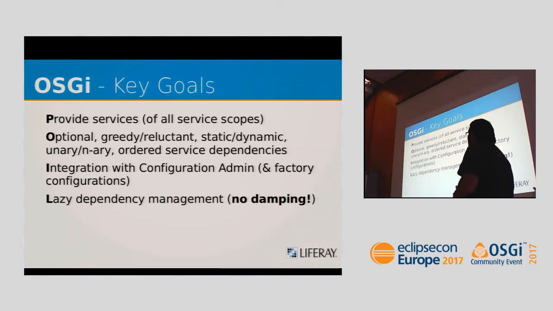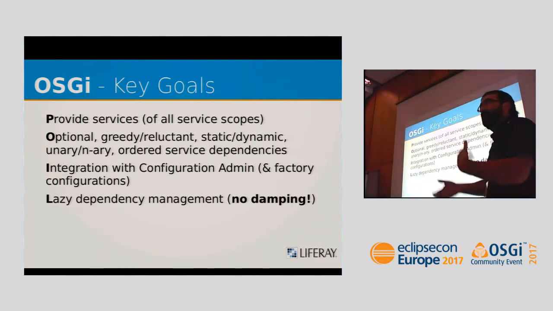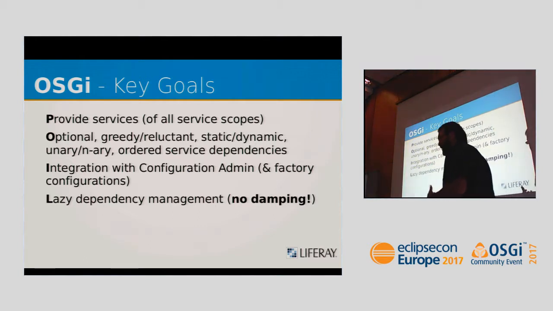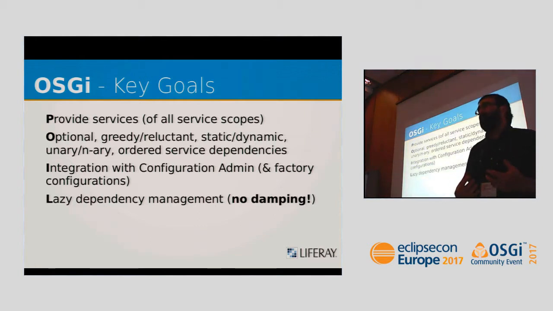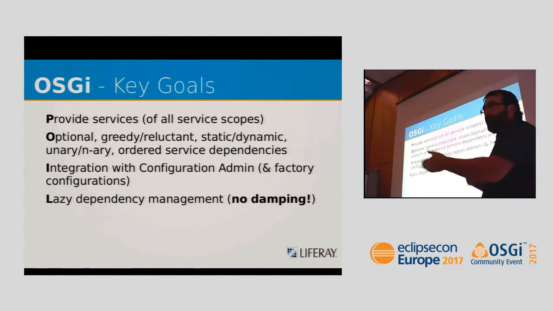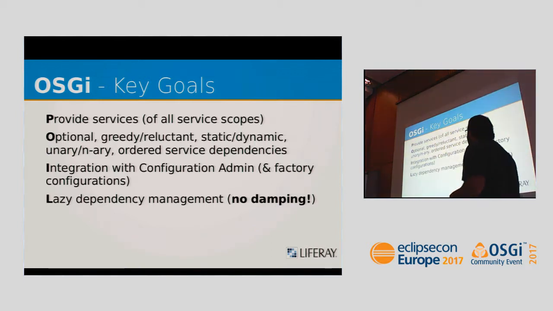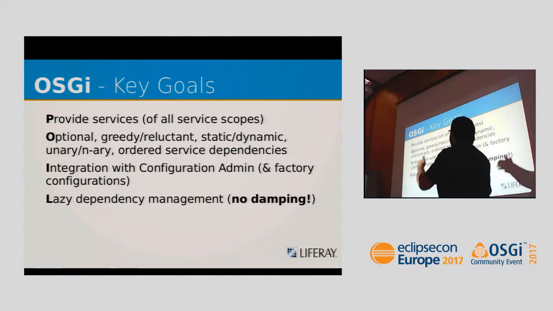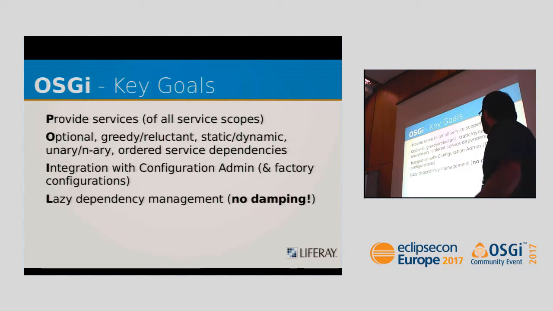So on the OSGi side, we also have some key goals. We want to make sure that we deliver enough value to a developer that they can take advantage of what we have in OSGi and make use of it inside of a CDI application. The main one is to be able to provide services, and that goes both ways: provide and consume services. The second one is we really want to make sure that we retain optional, greedy, reluctant, static, dynamic, unary, n-ary, ordered service dependencies. Say that 3 times fast.